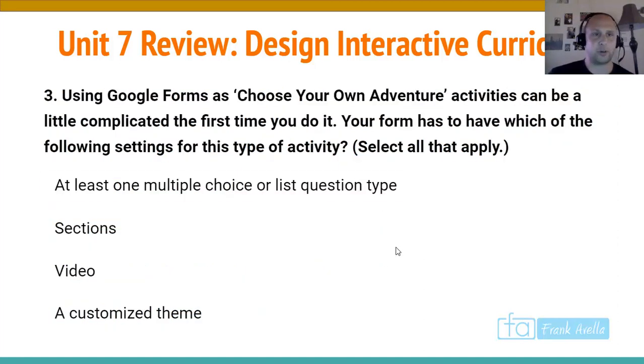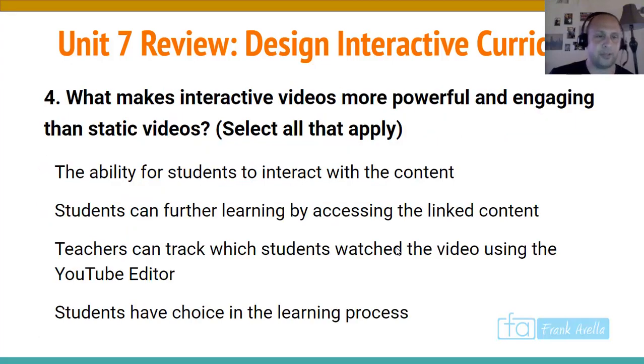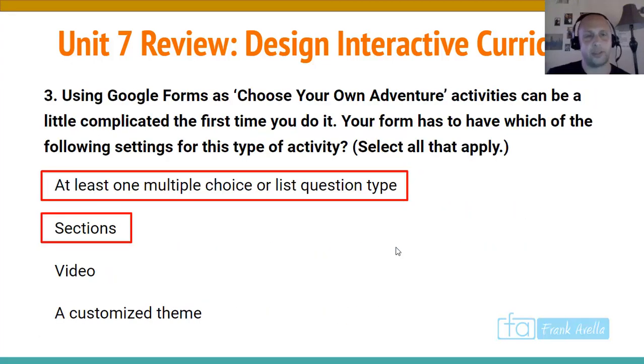All right, let's keep going. All right, so using Google Forms as choose your own adventure activities can be a little complicated the first time you do it. Your form has to have which of the following settings for this type of activity. At least one multiple choice or list question, right? So they have to answer a question, and then you could send them to different sections. It also has to have the sections like I just said. And you don't need a video or a theme, but you definitely could.